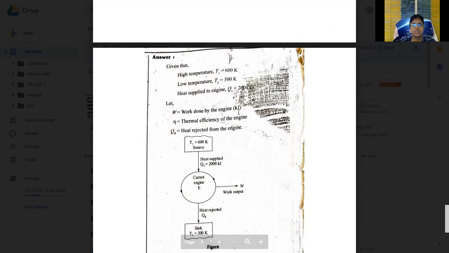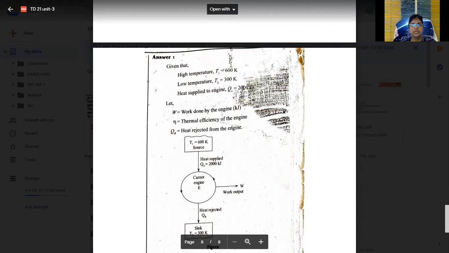So, higher temperature is T1. First of all, we will consider the given data. First we will write what is the higher temperature, what is the lower temperature, and what is the heat supplied. We will write the given data first, and after that we will make a diagram very easily. We will not get any confusion also. So the higher temperature T1 is equal to 600 Kelvin.